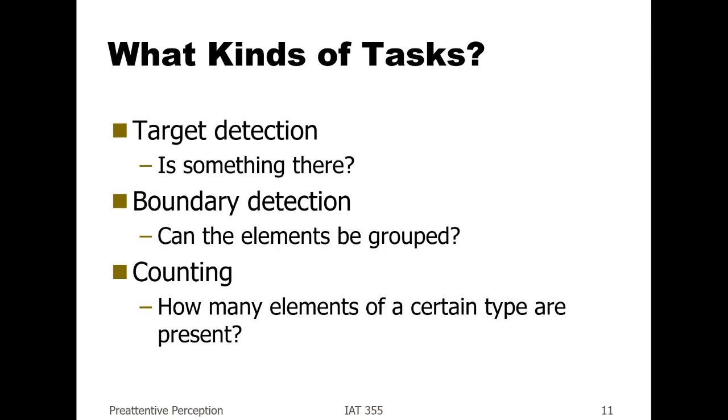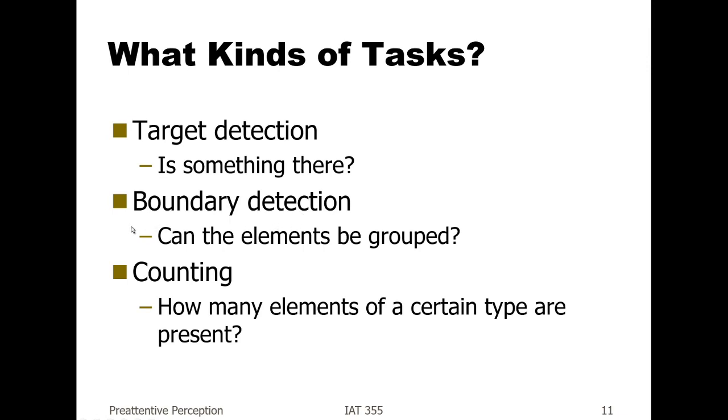So target detection is a very important fundamental thing, and our preattentive system is very good at target detection, at noticing something that is distinct from other things, particularly if we can readily identify it visually as well as by other means, like having a name for it.